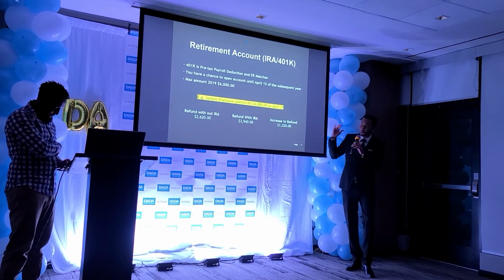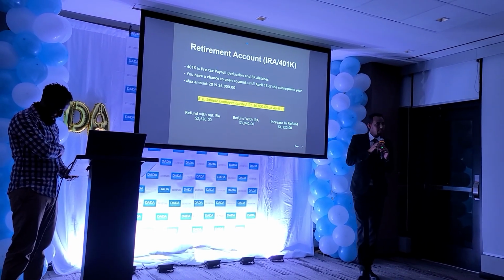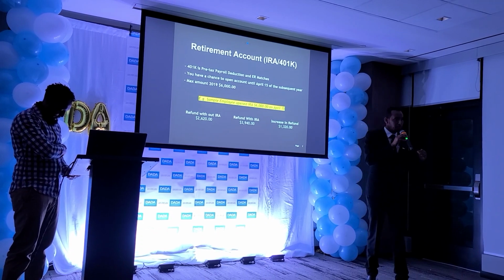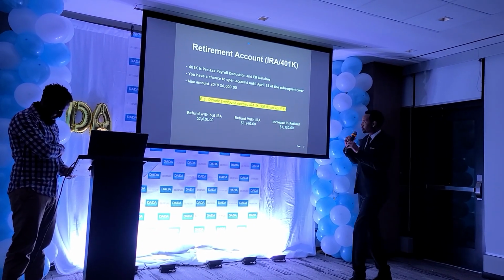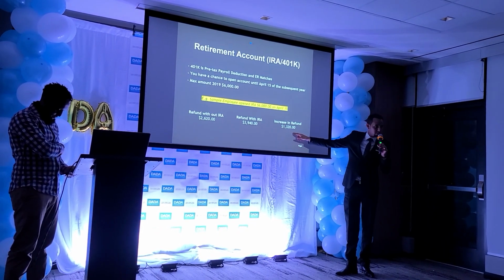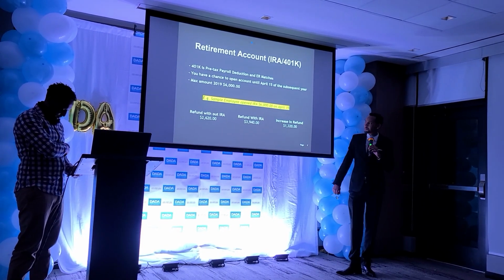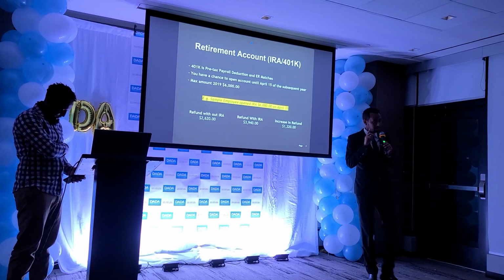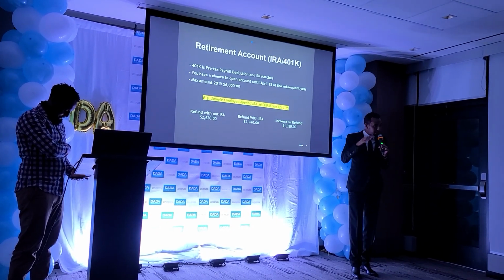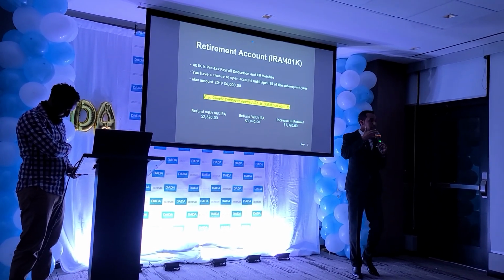So if this person chose to put 6,000 in the IRA account before he files his taxes, his refund would grow by 1,320. That's a lot of money, right? You get a huge refund. However, you have to be careful on this. Your IRAs are taxable by the time they're distributed to you.